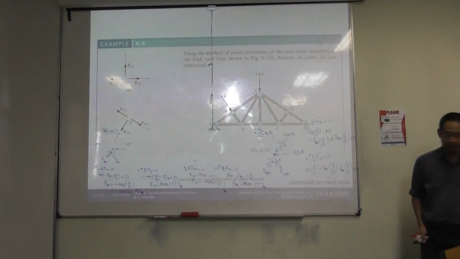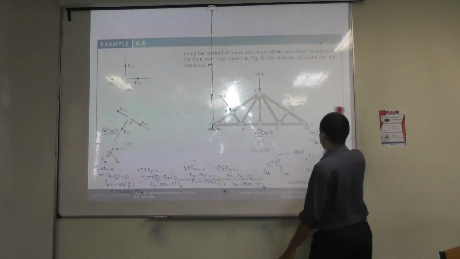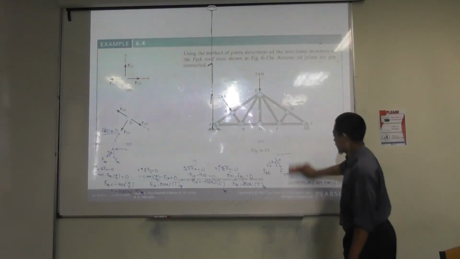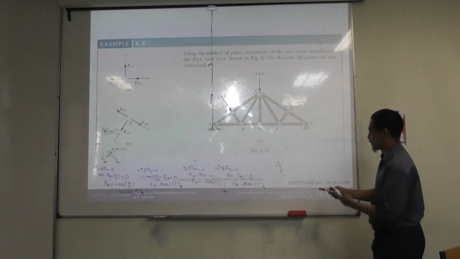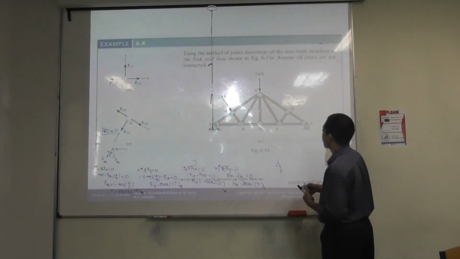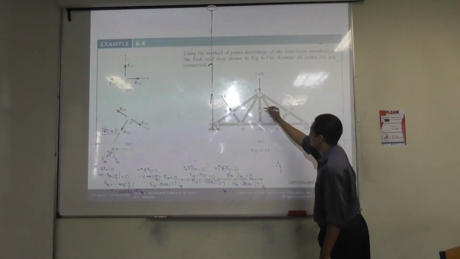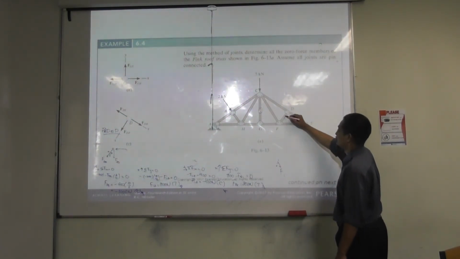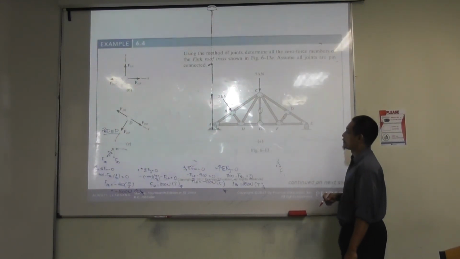This one? Okay, first question. Is there any zero force member? Where? Which one? First, point G. So this one, what can you conclude? This one is 0. Okay, then? D. This one is 0. Then? Is that all?